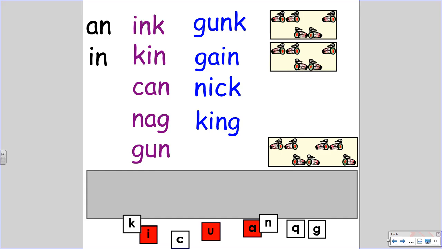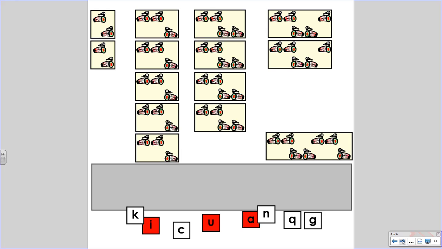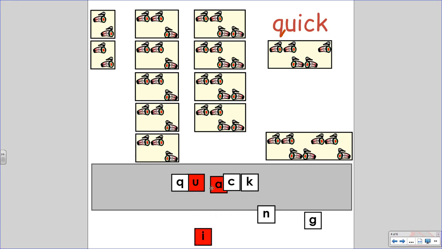Remember that rule that we talked about? If you start a word with Q, make sure you follow it with U. You're going to need that now. Make the word quick. Quick. You can hear the ick sound. And just like nick, it's made by I-C-K. Qua. Q and U work together to spell quick. Now, make the word quack by changing only one letter. Quack. If you knew you had to change the I for an A, well done.